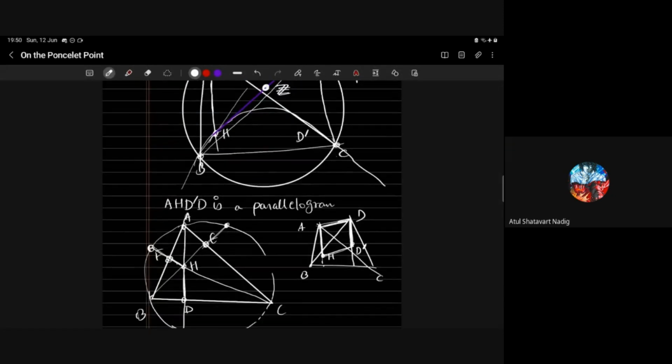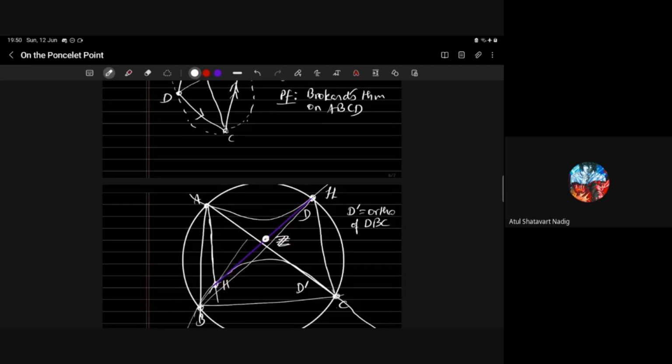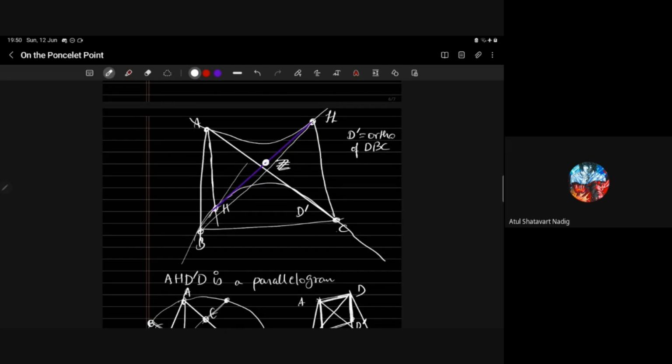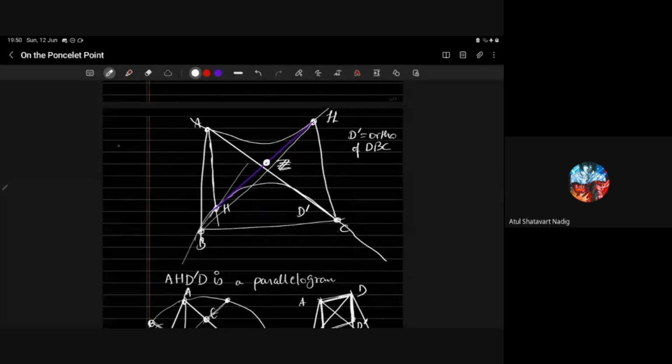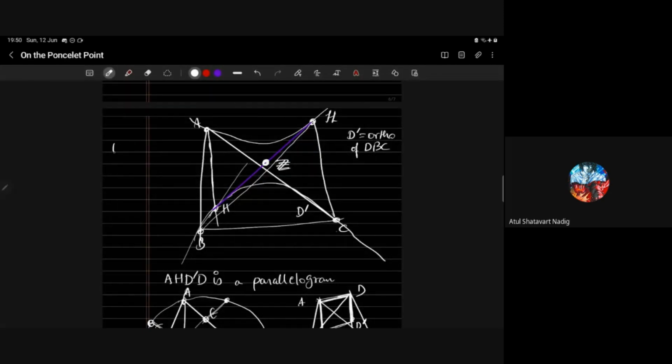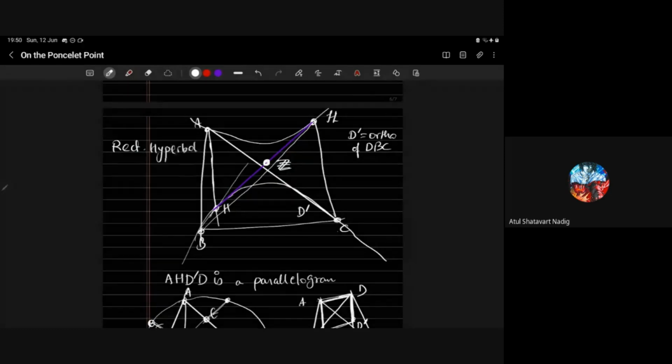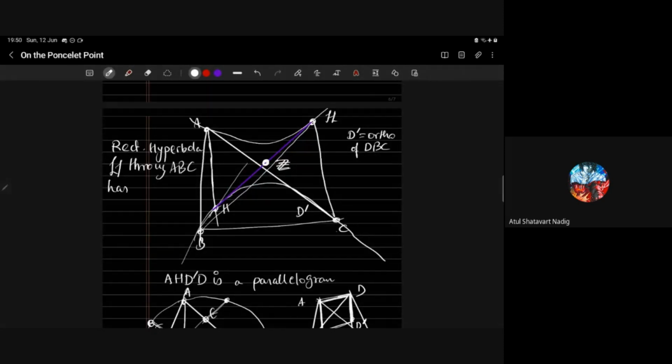So basically, if you remove D from the picture and the circumcircle from the picture now, what happens is we have this result. Consider a rectangular hyperbola H through ABC; its center is on the 9-point circle.